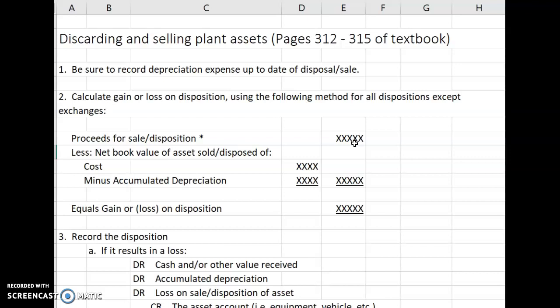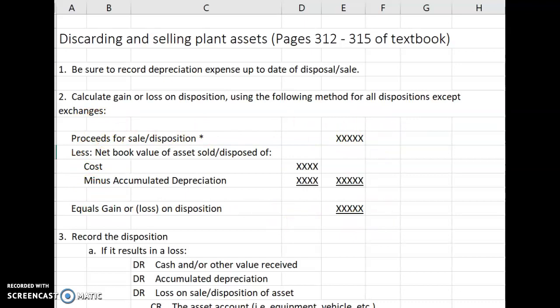From those proceeds, you need to subtract the net book value, and we've been talking all along in this set of video lectures that net book value is cost minus accumulated depreciation. When you take your proceeds, subtract the net book value, that will equal a gain or loss on the disposition or sale of the asset. You can use this formula every single time.